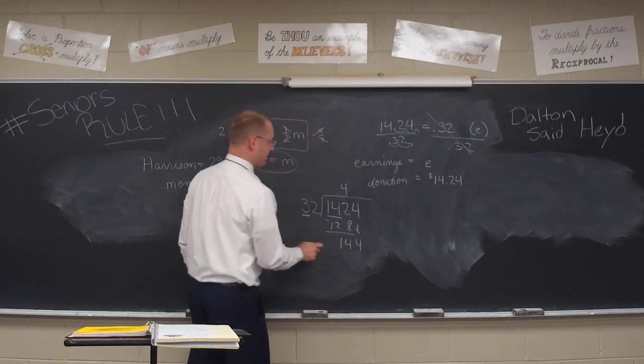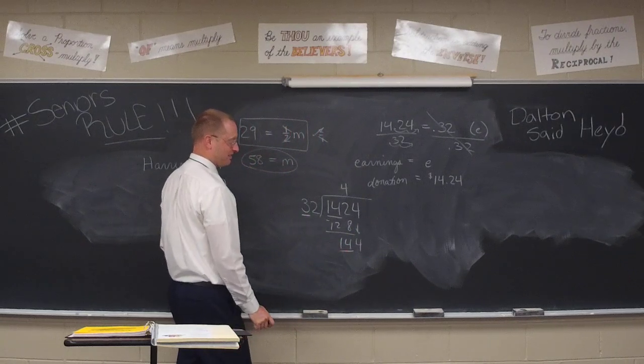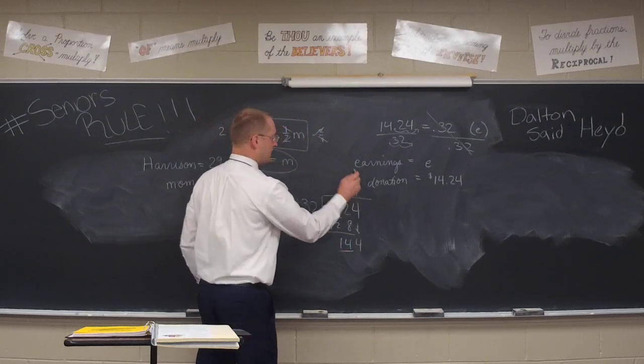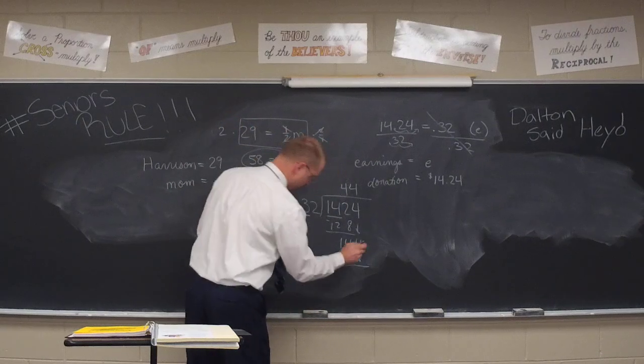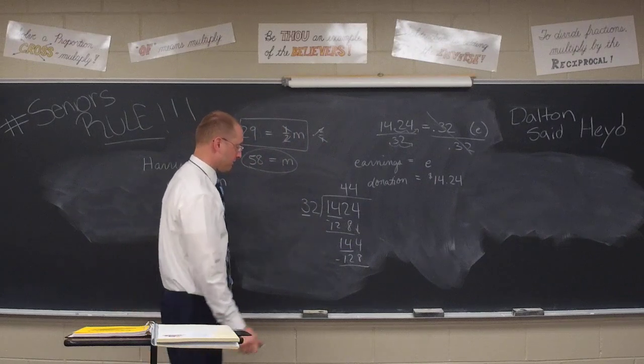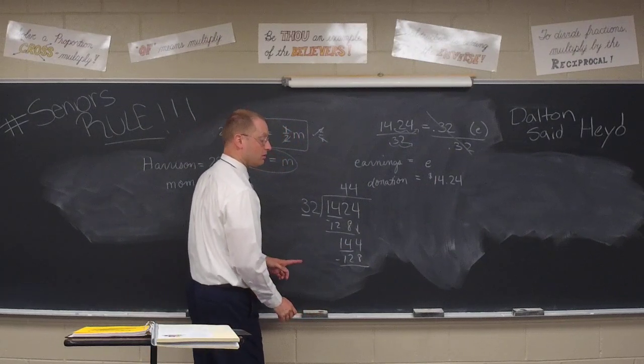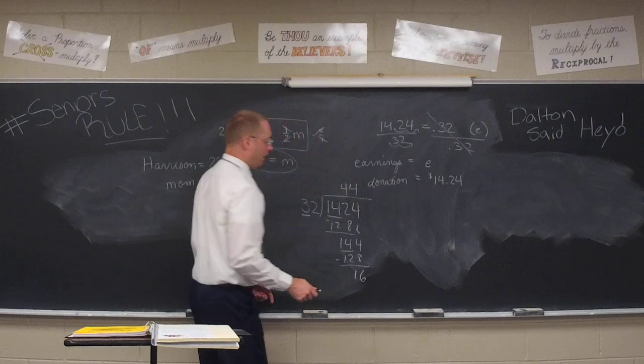Bring down the 4. How many times does 3 go into 14? 4 times. And 4 times 32 was just 128 a minute ago, wasn't it? So that means it's 128 again. What do we get when we subtract? No, wait, no. 16. 16, thank you. Oh, I'm still not done.